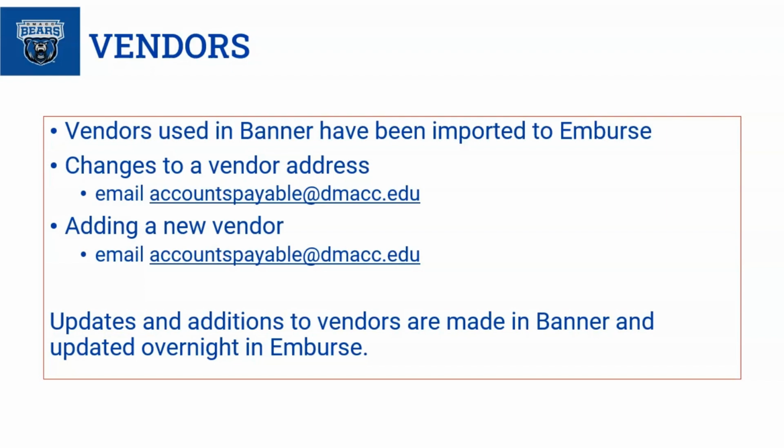If you're going to add a new vendor to the system or update a current vendor's address, you will need to email accountspayable@dmac.edu along with the vendor's W-9. Accounts Payable can make the change in Banner, and then the next day the information will be available in Emburse.